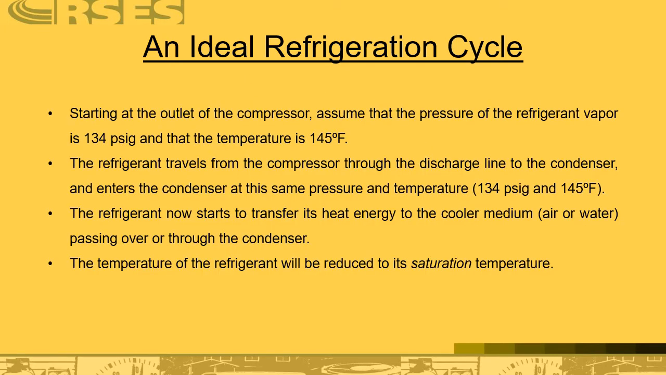Starting at the outlet of the compressor, we assume that the pressure of the refrigerant vapor is 134 psig and the temperature is 145 degrees Fahrenheit. Refrigerant travels from the compressor through the discharge line to the condenser and enters the condenser at the same pressure and temperature, 134 psig and 145 degrees Fahrenheit. The refrigerant now starts to transfer its heat energy to a cooler medium, air or water, passing over or through the condenser. The temperature of the refrigerant will be reduced to its saturation temperature.